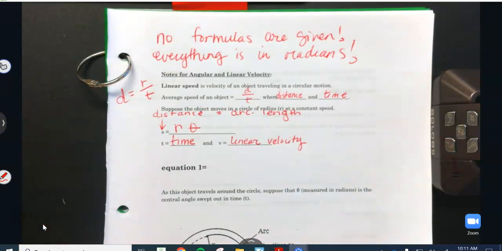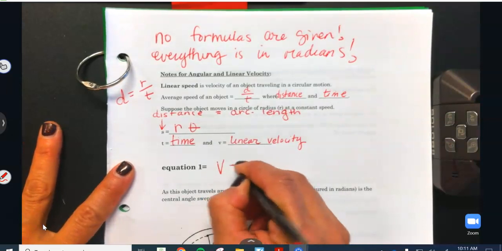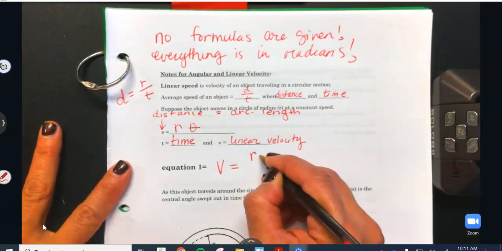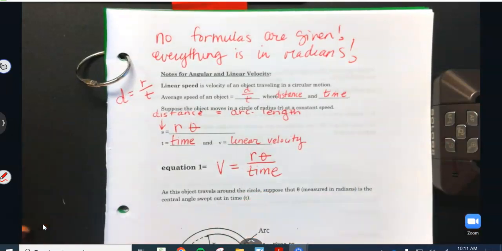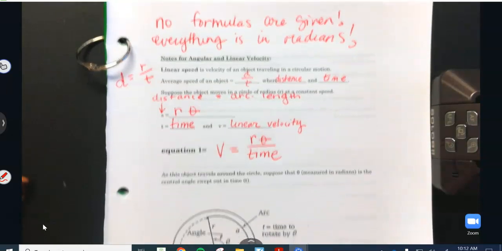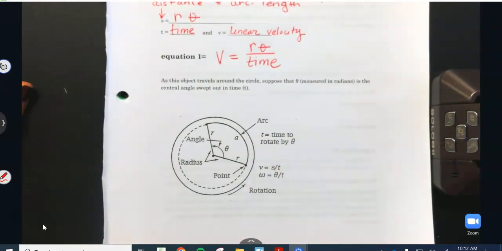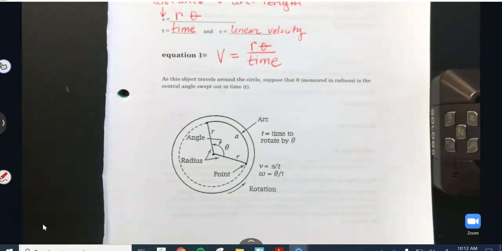So the first equation that you're given, and you're really not going to use this much, looks like this. Linear velocity is going to be radius times radians divided by time. Cool. And then you have this wonderful graphic down here that really doesn't mean too much. It's there for you to review on your own. Let's turn the page.